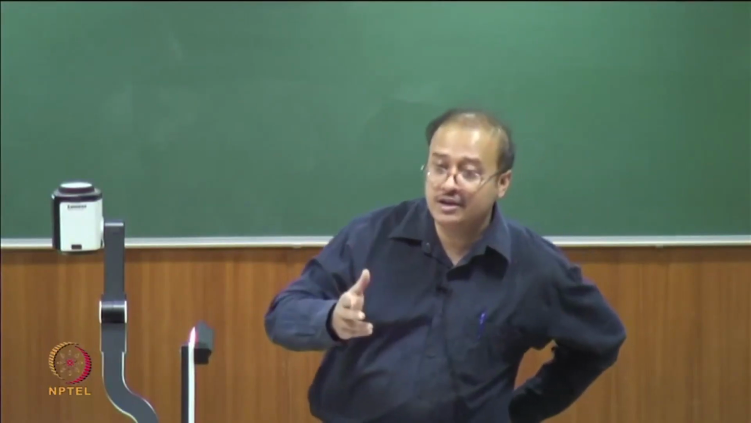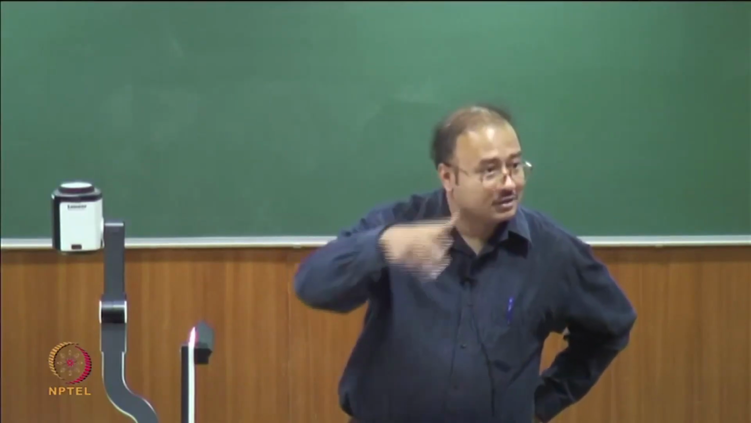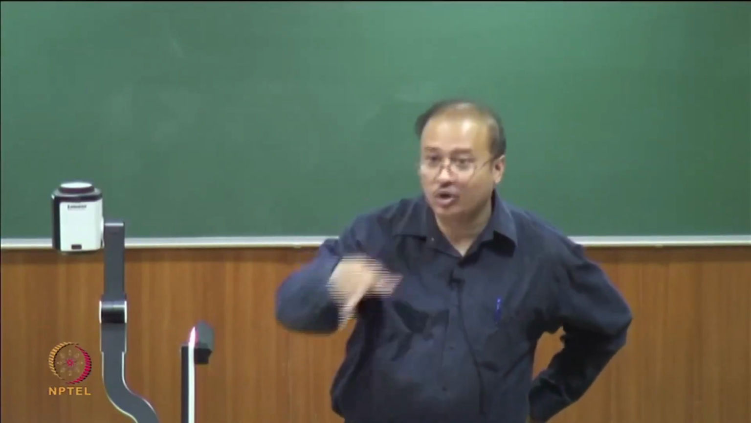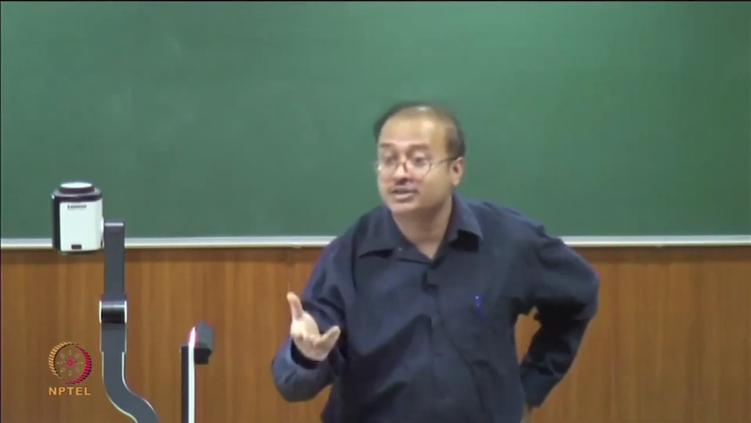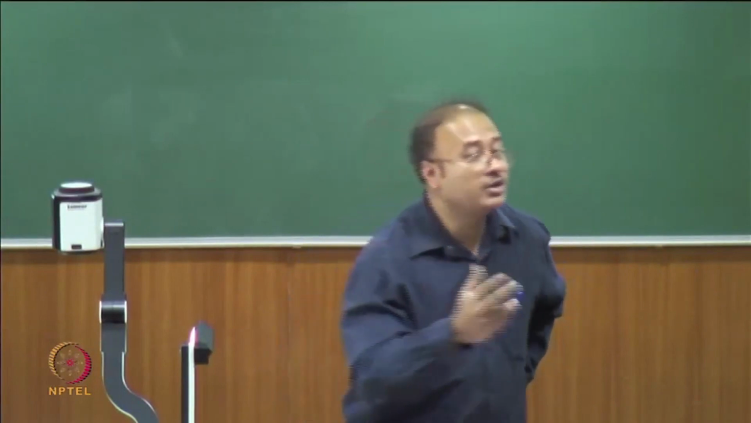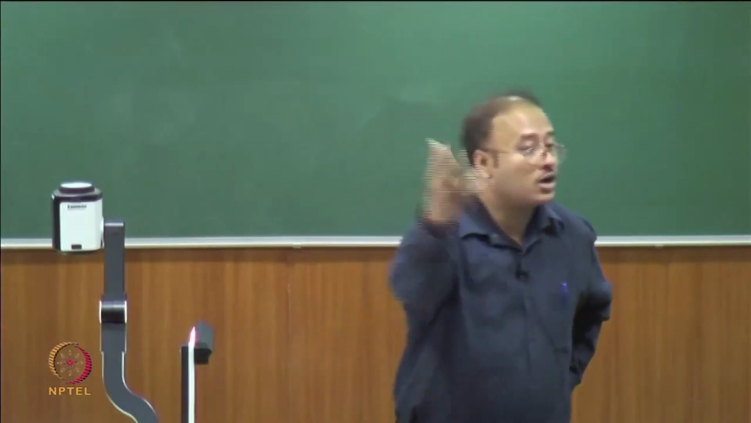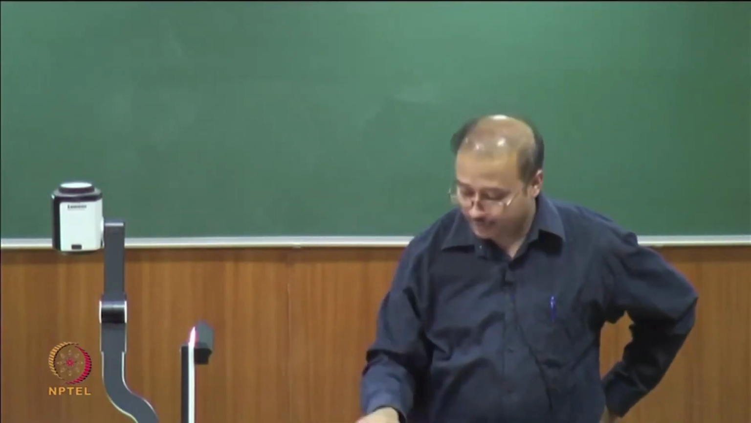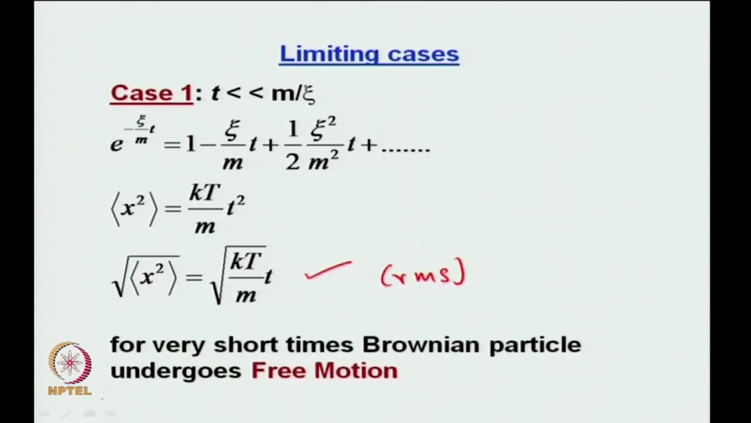So, you are measuring at a time which is much less than the time it takes for the correlation to decay. In other words, you have not had many collisions occurring, because the moment collisions start occurring, it is no longer a free particle. It depends upon the number of collisions and all these things happening. That is why it does not depend upon the diffusion coefficient or friction. Here, for very short times, the Brownian particle undergoes absolutely free motion, that is what the statement signifies.